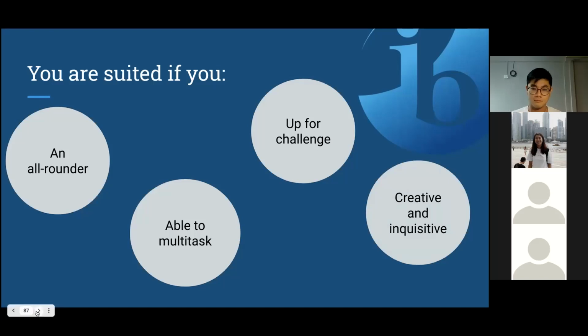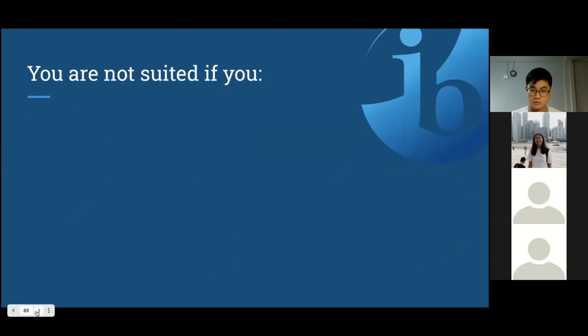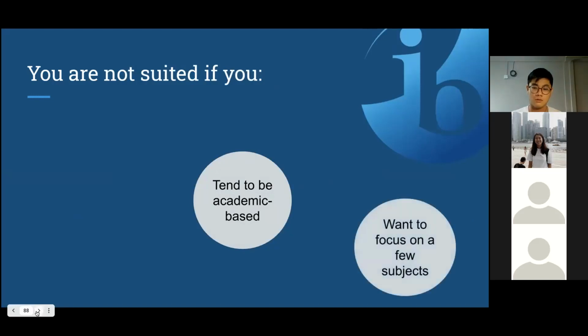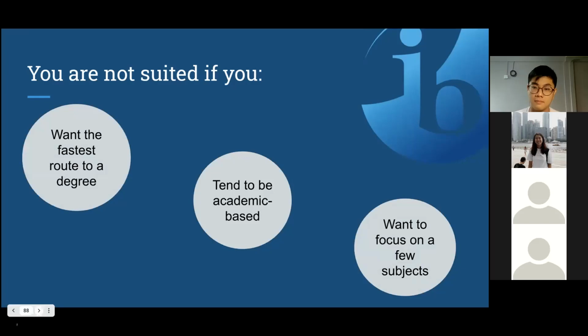Next one is you have to be creative and inquisitive. And you're not suited if you tend to be academic based, as already explained just now. The next one is if you only want to focus on a few subjects, because in IB you have 6. And if you want the fastest route to a degree, because IB is 2 years.